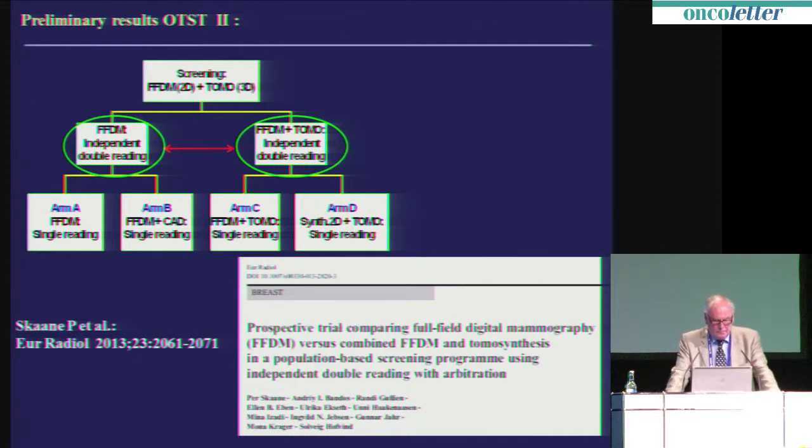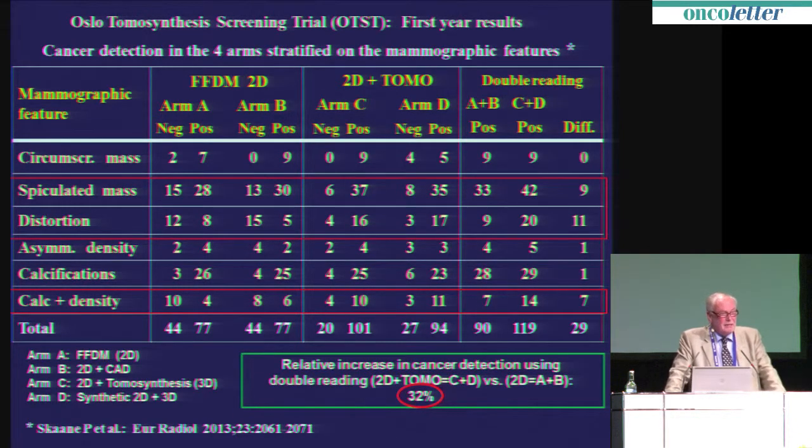In the second paper published in European Radiology, also last year, what did we do in this study? We compared the independent double reading, having only 2D, versus independent double reading 2D plus tomo. Keep in mind, one arm had CAD in this reading mode, and one reader or one arm had a synthetic 2D in this arm. What was the main finding in this study? You see exactly the same.